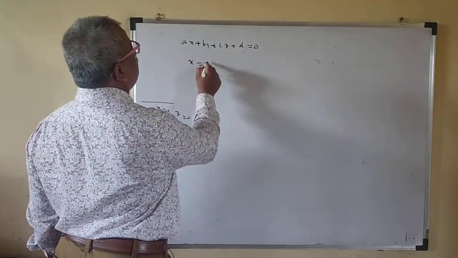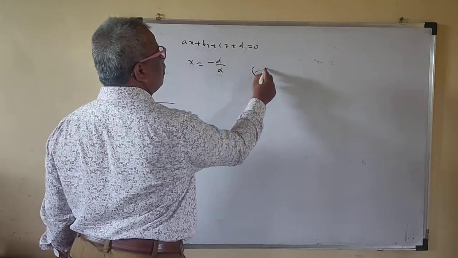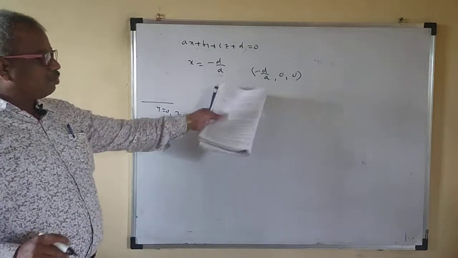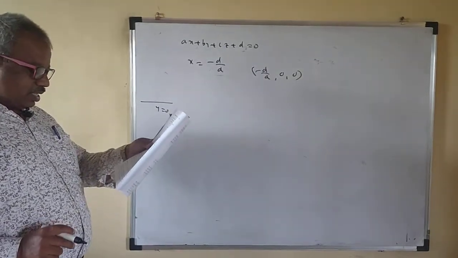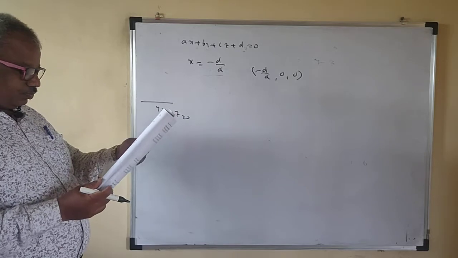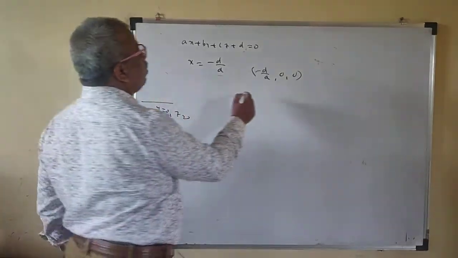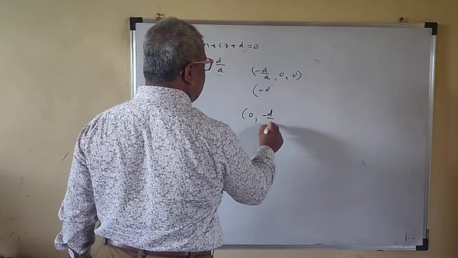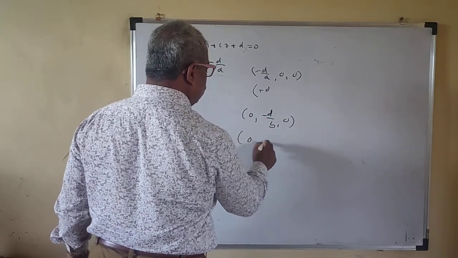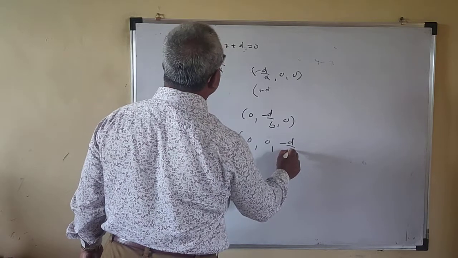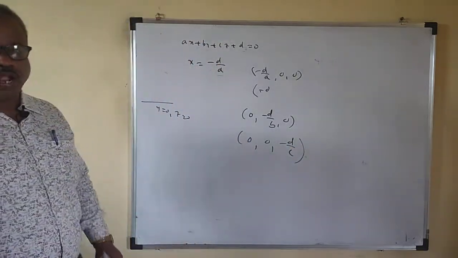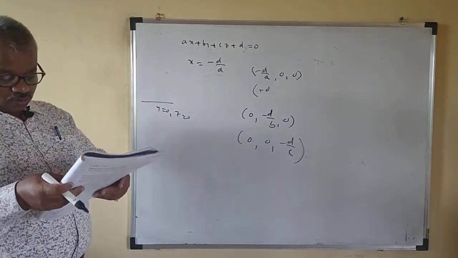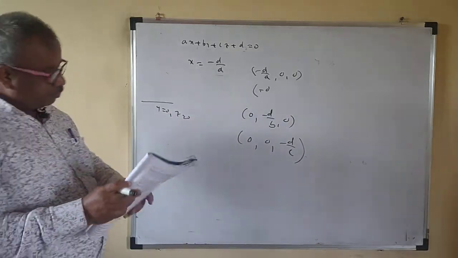So what is x then? x = -d/a. That means (-d/a, 0, 0) is the point where the plane meets the x-axis. Similarly, (0, -d/b, 0) and (0, 0, -d/c) are the points on the coordinate axes.